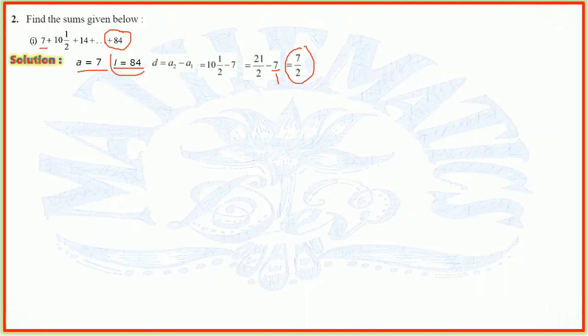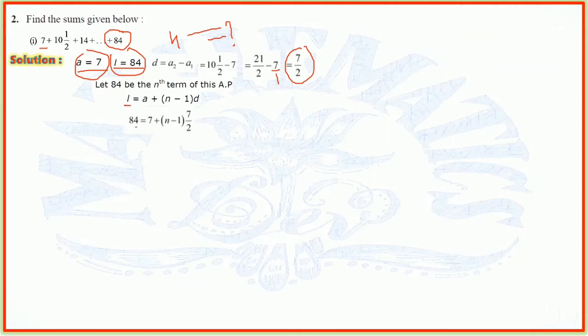We have the last term, we have the first term. Now one thing is missing, that is n, the number of terms. So we'll use the formula of the nth term. Let the last term be 84. So l, that is the nth term, is equal to a plus n minus 1 into d, which is 84 equals 7 plus n minus 1 into 7 by 2. 84 minus 7, 77, is equal to n minus 1 into 7 by 2.